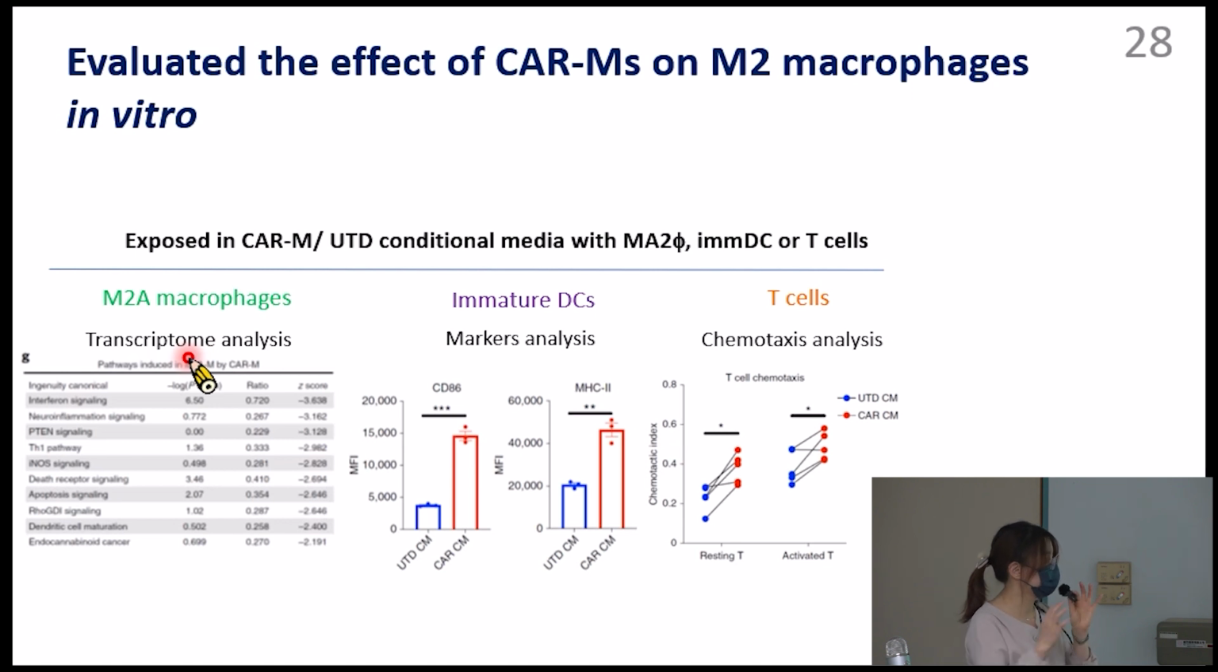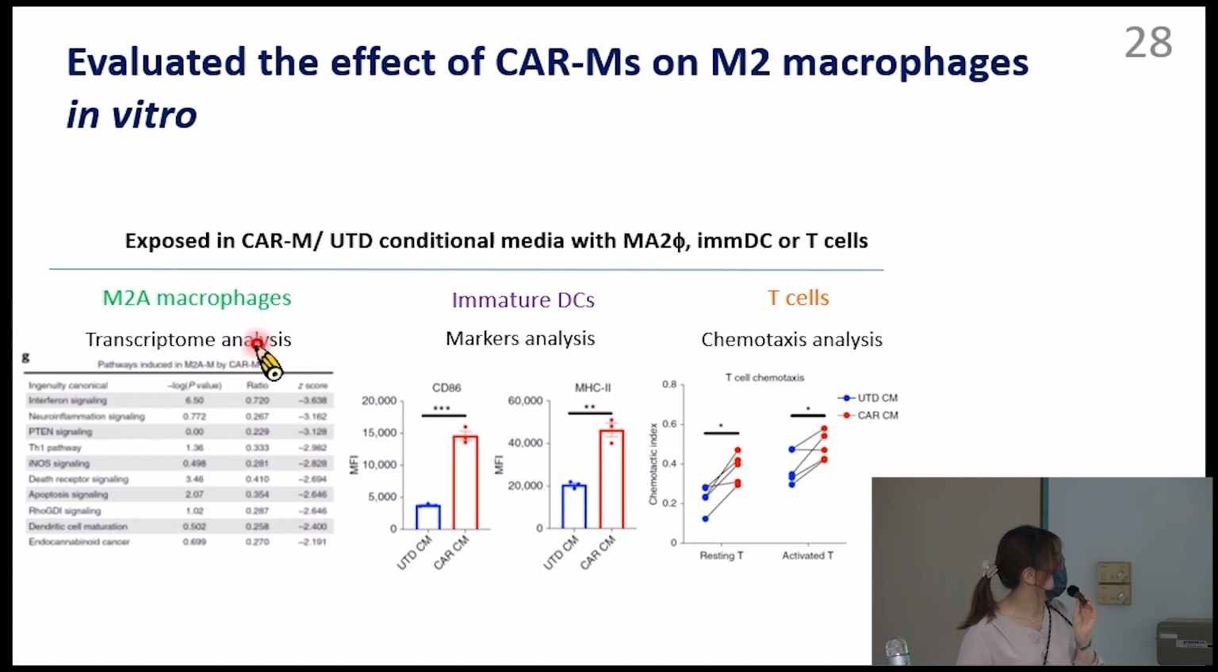So they did the in vitro experiment to double confirm this phenomenon, and they co-cultured the CAR conditioned medium with different cell types, like M2 macrophage or immature dendritic cell or T cell, and then analyzed some gene expression or markers or function, and we can directly see the result.